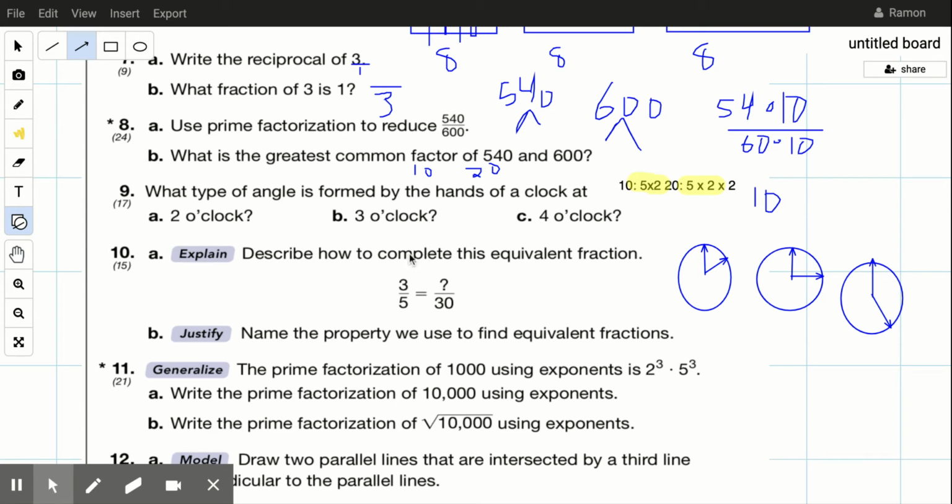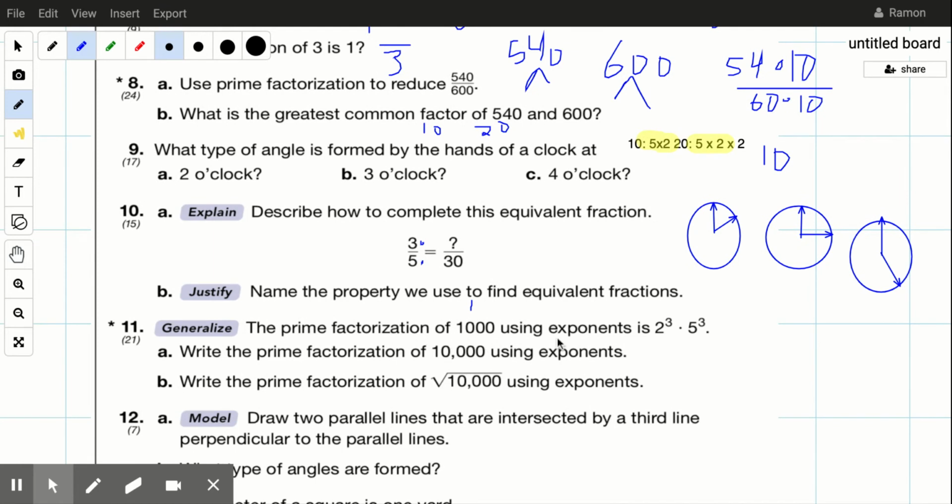Describe how to complete this equivalent fraction. Well, we just have to multiply the numerator and the denominator by the equal factor. That'll get us the 30. Name the property we use to find equivalent fractions. Well, we're basically multiplying by 1, which makes that the multiplicative identity property.